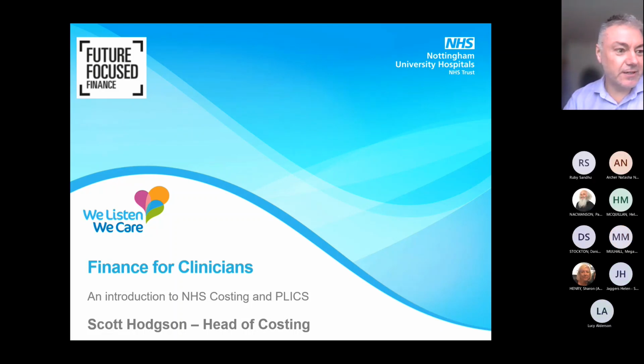During this session, I'll take you through what costing is. We'll start with the basics around what is costing, how is costing, what is it used for within the NHS, why do we need it, and then we'll go into some case studies around how we're actually using it at Nottingham University Hospitals to transform some of our services and working with clinicians to help do that.